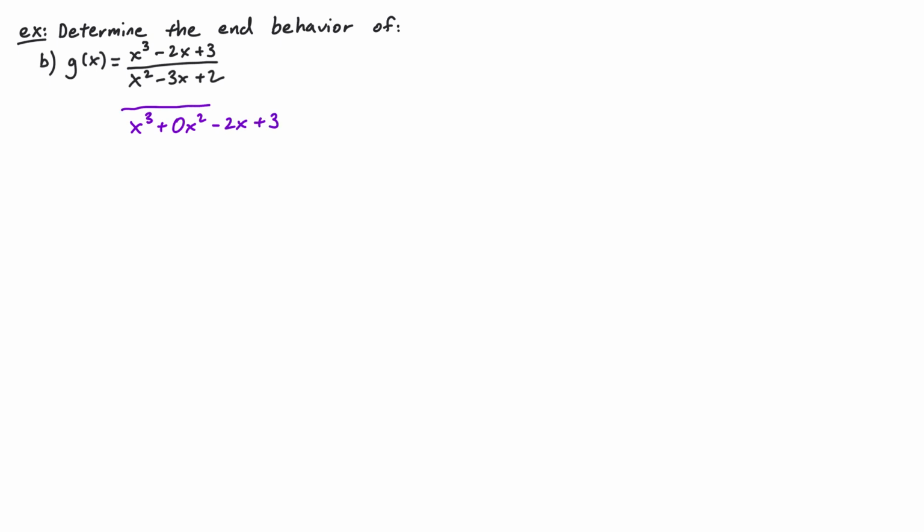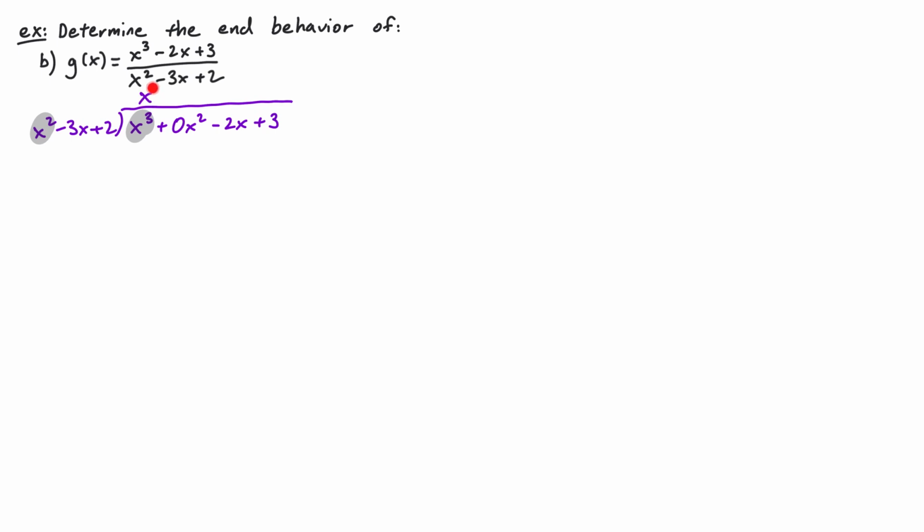And then we have our long division symbol, and then we'll write down our divisor outside, x squared minus 3x plus 2. Now, when we do polynomial long division, we look at the leading terms of the dividend and the divisor. To determine what goes above here, we take the leading term of the dividend and divide by the leading term of the divisor.